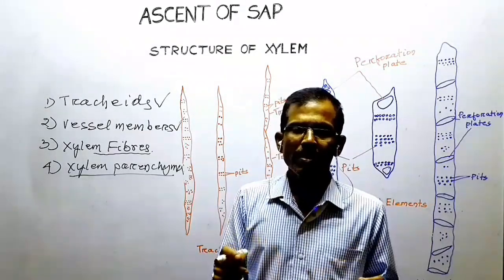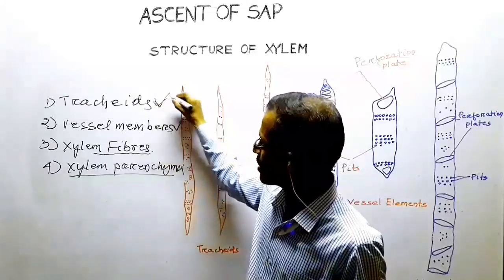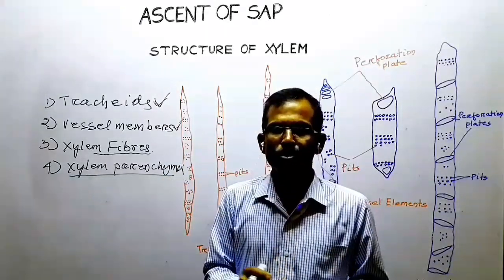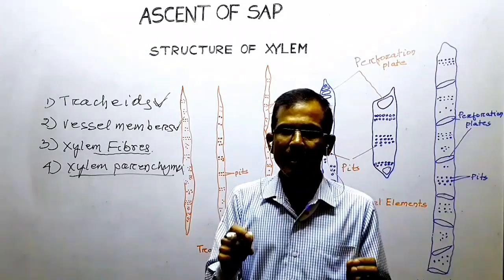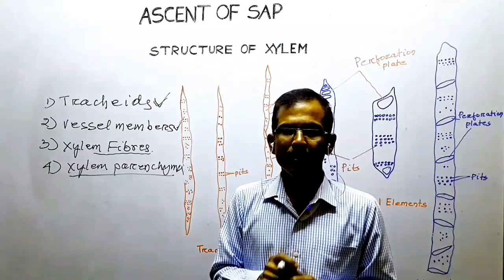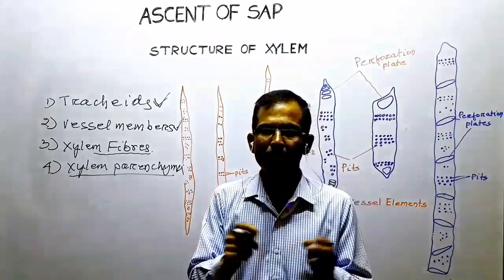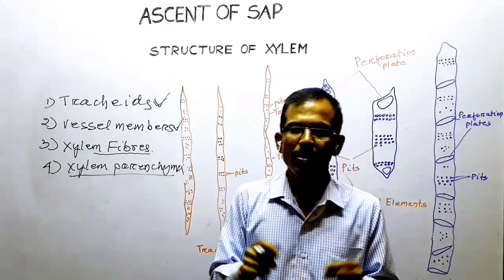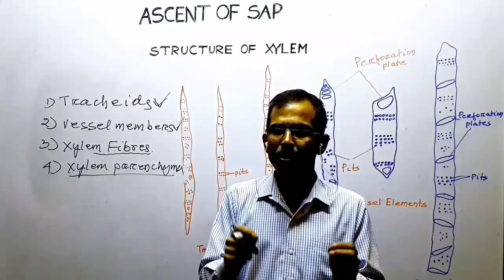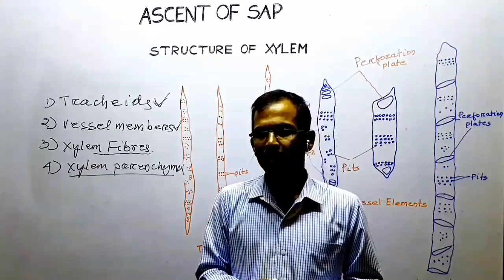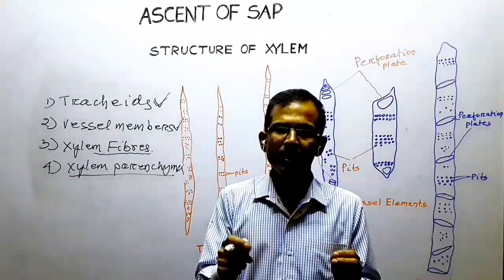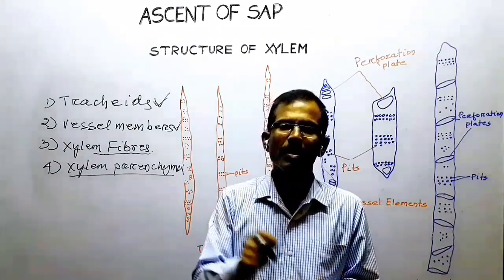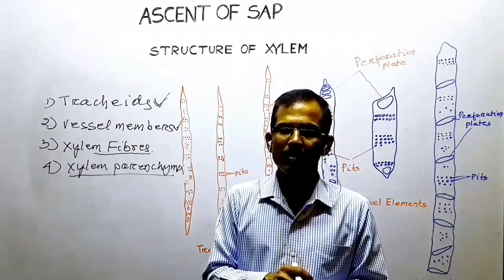The maturation of tracheids and vessel members involves the death of these cells. So both of them are dead at maturity. They lack membranes and membrane-bound organelles, so they are hollow. Because of this, they form a low resistance path for this upward movement of water along with minerals from roots to the aerial parts of the plant.